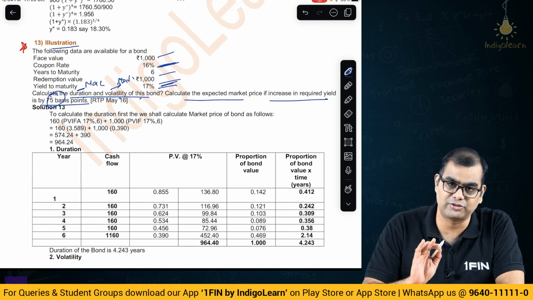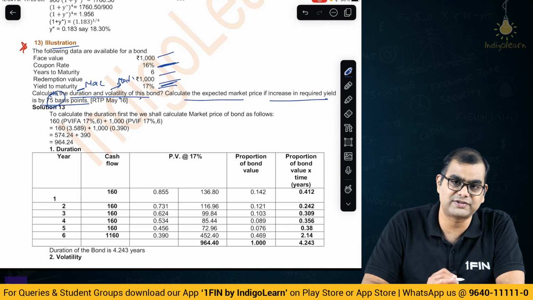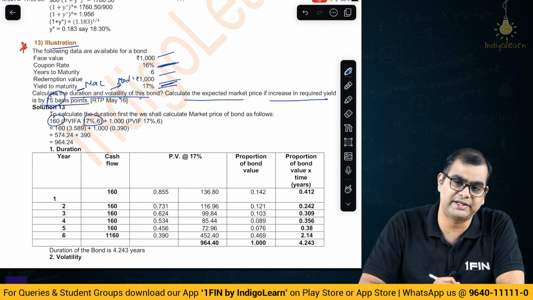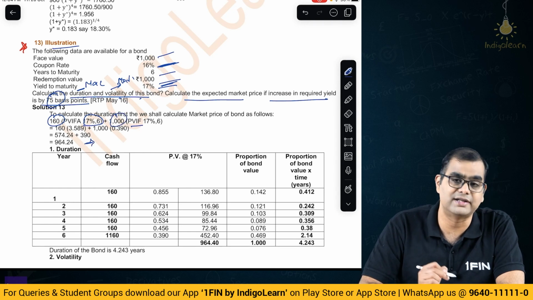So, obviously, the price is not going to be the same 1000. So, we have to first find out the price. So, 1,000 rupees is the face value, 16% is the coupon. So, 160 rupees is the yearly coupon payment. 6 years. So, you compute the present value annuity factor for 17% for 6 years and the present value interest factor for 17% 6 years on 1000. Multiply them. You get a price of the bond as 964.